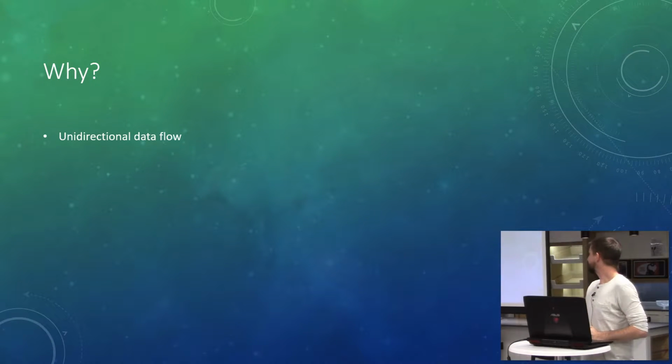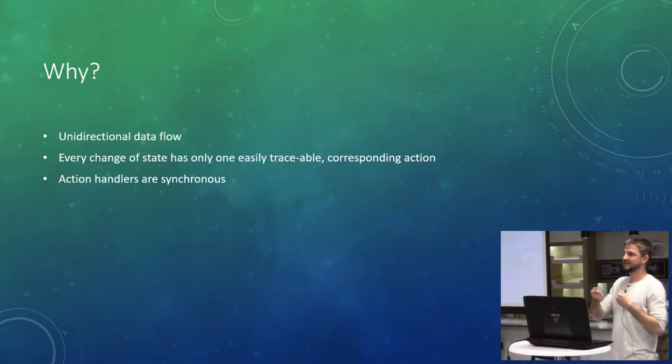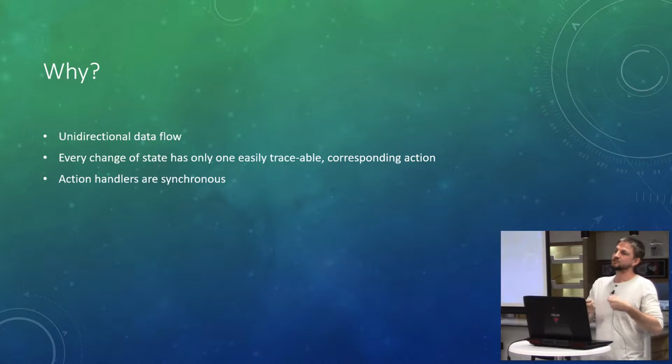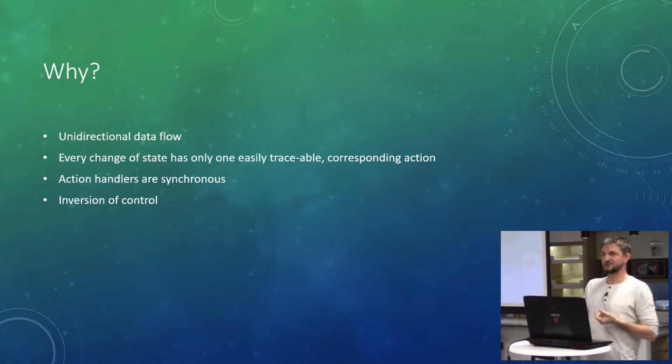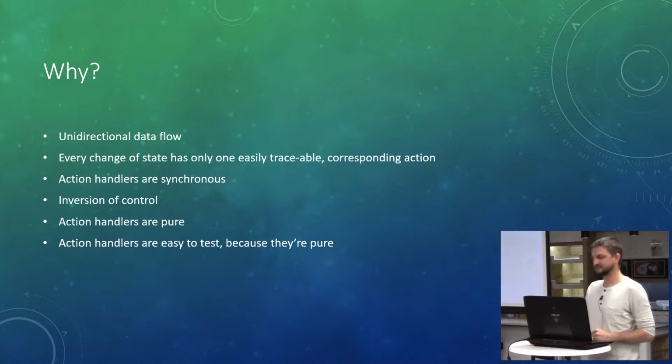So just to recap, unidirectional state flow. Every single state change only has one traceable event. This makes it easier to debug. The action handlers are synchronous, so that makes working with them easier. Inversion of control is like a natural side effect, and the action handlers are pure. They're easy to test as well because they're pure.